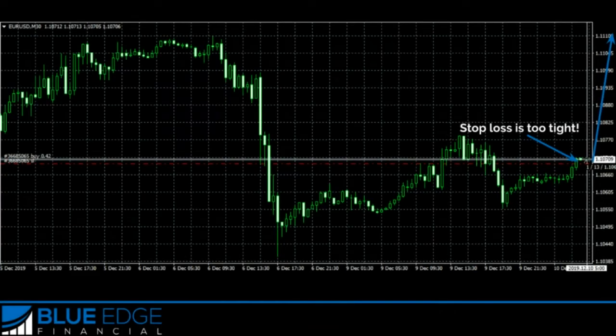Now you have learned about the different types of stop losses. So let's talk about the biggest stop loss mistakes that traders make so you can avoid them from the get-go. The first mistake is placing stops too tight.